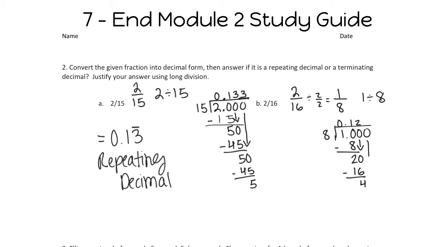And because 8 can't go into 4, I'm going to bring down my other 0, and now I have 40. How many times can 8 go into 40? Well, that is 5. And 8 times 5 is 40. So I get an answer of 0. So my dividing is over. Now in decimal form, I am going to get 0.125. Now because we finally got a remainder of 0, that means that this is a terminating decimal.